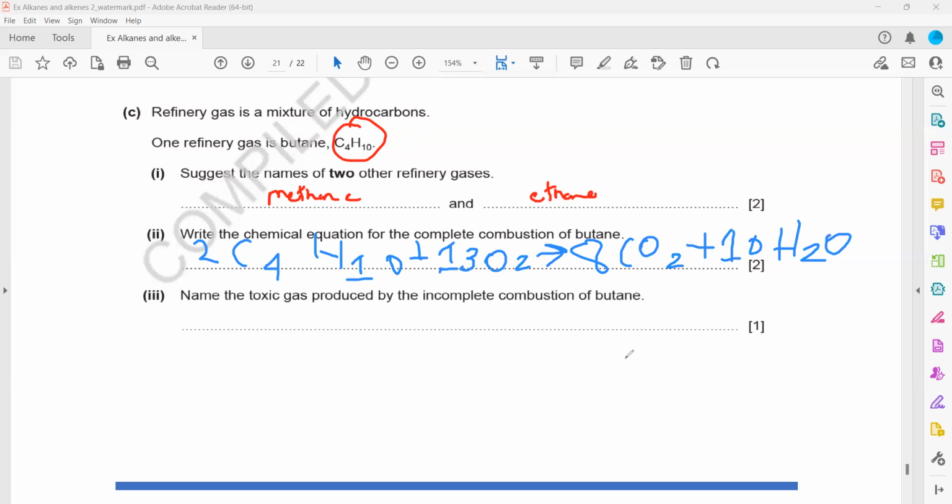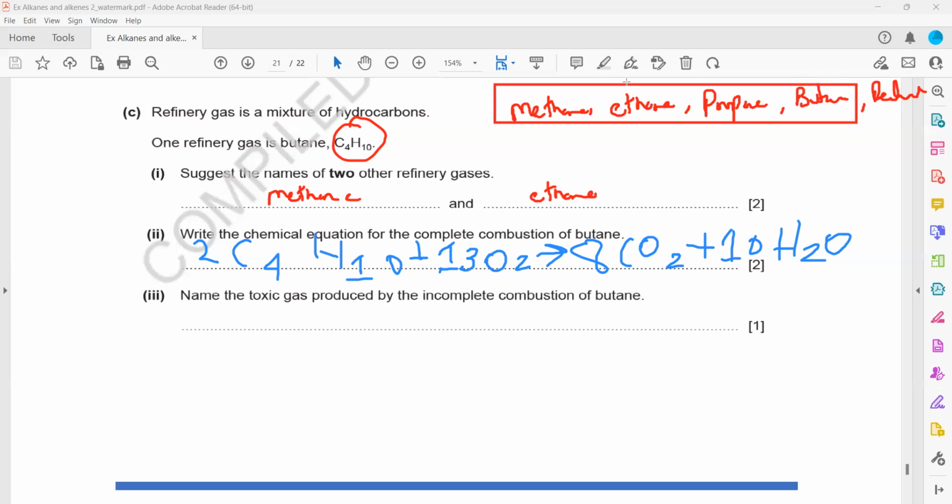Chemical equation for combustion, give. Why are others wrong? When we talk about alkanes, the first member is methane, the second member is ethane, the third member is propane, the fourth member is butane, and the fifth member is pentane. The first 4 members are gases. So suggest the names of other gases. The first four members are gases, then pentane is not a gas, it is a liquid. That's why if you write pentane, it is wrong.